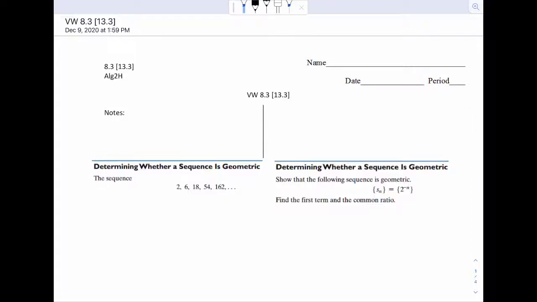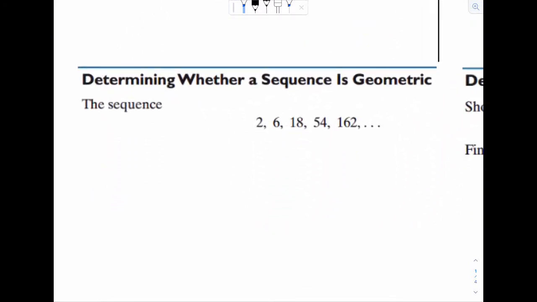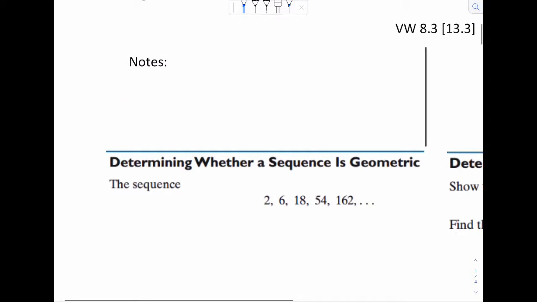5.3. Today we're going to talk about a new series called a geometric sequence. So right here it says determine whether a sequence is geometric. The sequence 2, 6, 18, 54, 162. So before we do that, recall arithmetic.